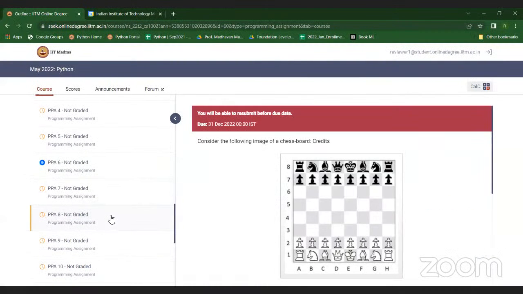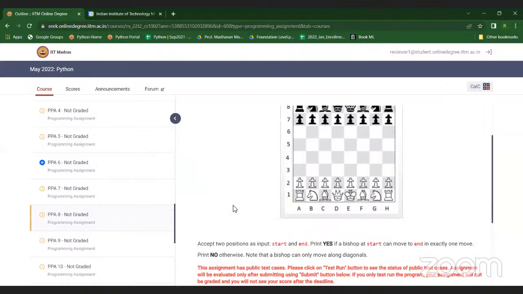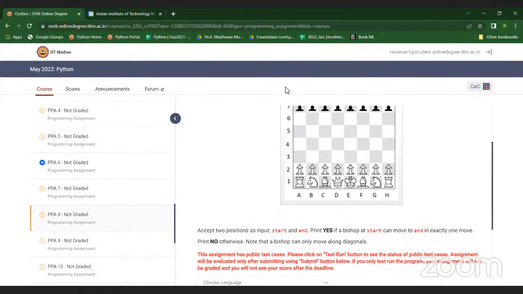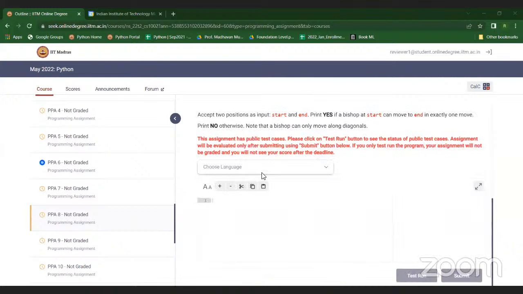PPA 8 now. Accept two positions as start and end. Print yes if a bishop at start can move to end in exactly one move. Okay, so this one, right? You guys know what a bishop is? Yes, sir, but actually I'm not able to understand the question exactly, sir. What does it mean? Okay, so let us look at test cases.